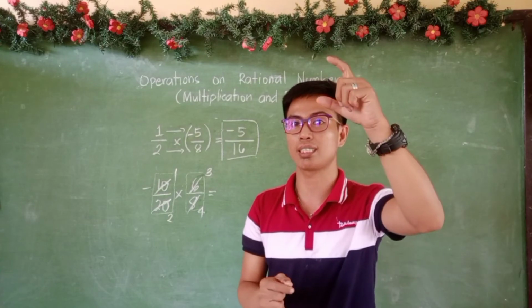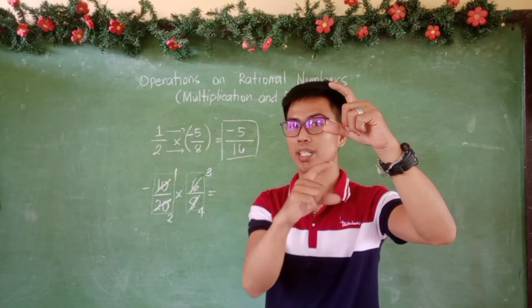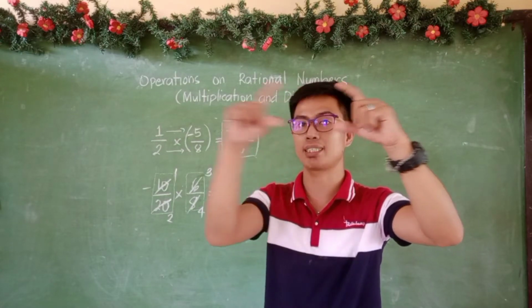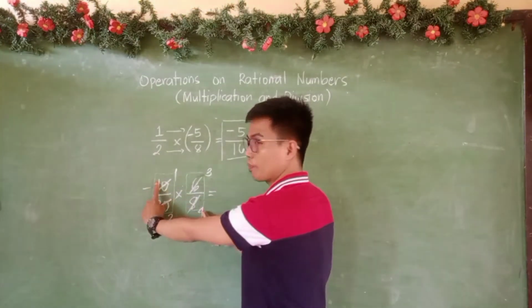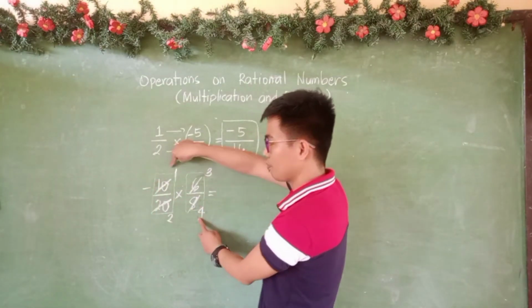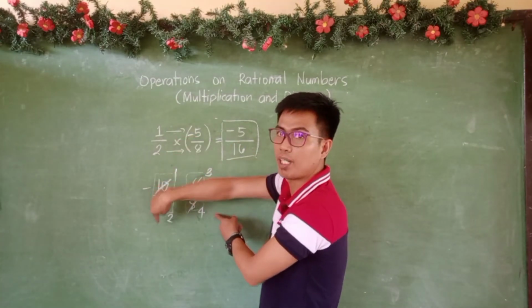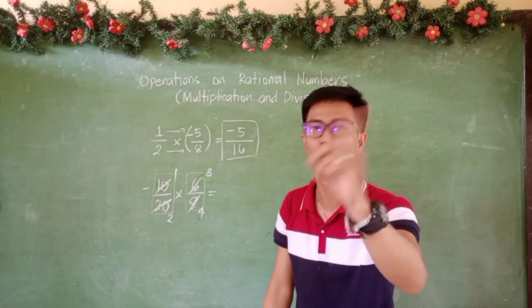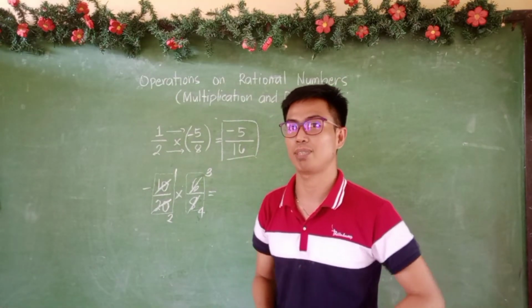Dapat isang nasa taas at isang nasa baba. It's either cross or magkatapat, pero hindi pwedeng parehas nasa taas at parehas nasa baba. So, pwede siyang nasa taas, nandito sa kabilang baba. So, dito, parehas lang yan, okay lang yan. Pero kung parehas taas at parehas baba, no. Mali po yun. So, ganun lang po yung ating cancellation property.